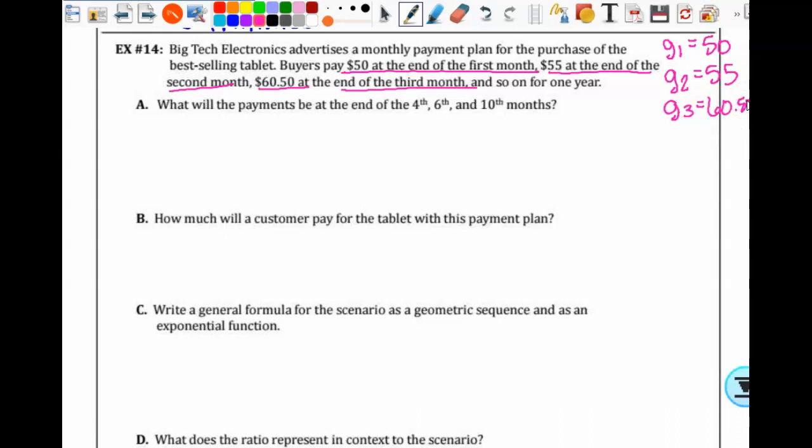I want to know what they will be at the end of the 4th, 6th, and 10th months. So I want A sub 4. No, I want G sub 4, sorry. G sub 6 and G sub 10. In order to do that, it would be nice to have a little function here. So G sub n is equal to G sub k times r to the n minus k power. So I can use this as my G sub k, but I also need r. How can I find r?